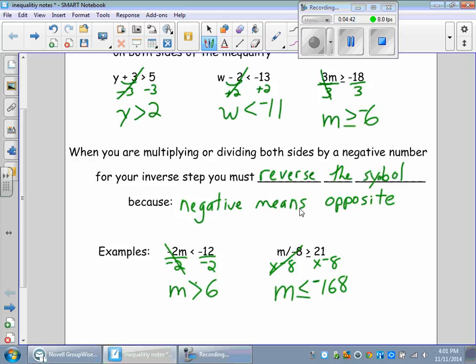Using your calculator, you can then plug in a number that is less than negative 168. I'm going to go easy and say negative 200. Then negative 200 divided by negative 8 will give you an answer that is greater than 21.